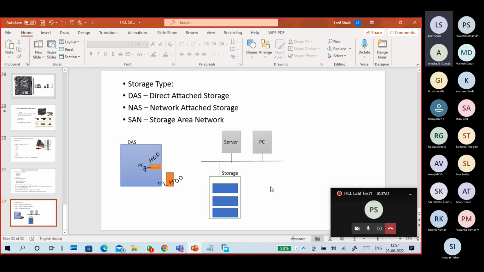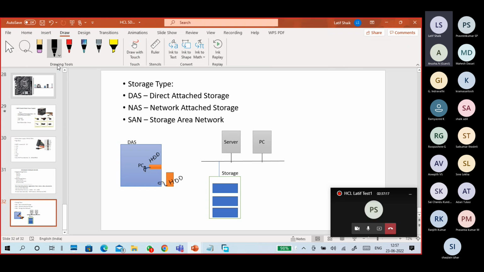Okay, it's connected to network only. So what we will do? Where is the drawing kind of stuff? Okay.